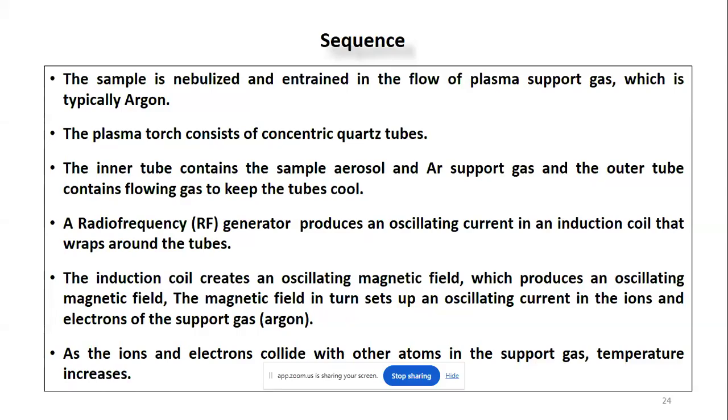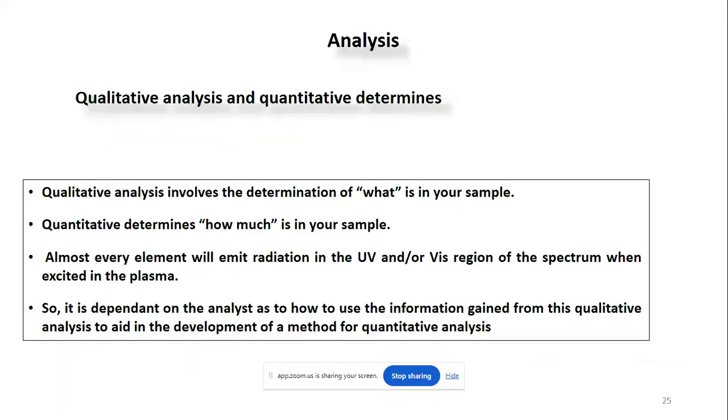So the sequence is that, as we already discussed, the sample is nebulized and enters into the plasma, and then after that it goes to... So these are again basic things. I just keep it. During analysis, the important aspects are qualitative analysis and quantitative determination, like which metal and what is the concentration. So both things come in: which metal is being analyzed and what is its concentration. So how much it is. So this is the qualitative and quantitative determination.